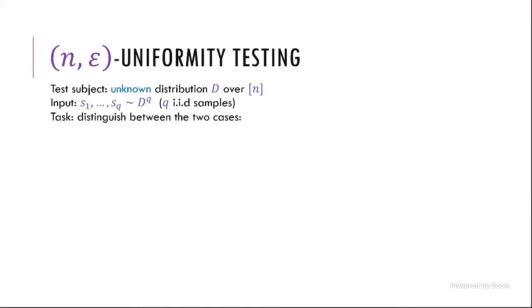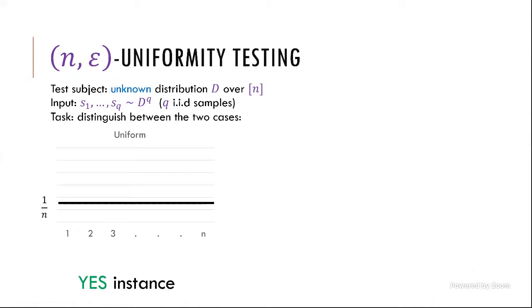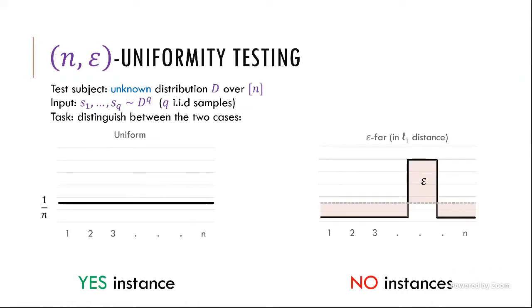The problem we consider is uniformity testing, a problem in property testing. The test subject is a distribution D over a domain of size N, and the input we get is Q independent samples from the distribution D. Our task is to distinguish between two cases. One is that we have the uniform distribution over the entire domain, and the other is that we have a distribution that is epsilon far, say in L1 distance, from the uniform distribution.